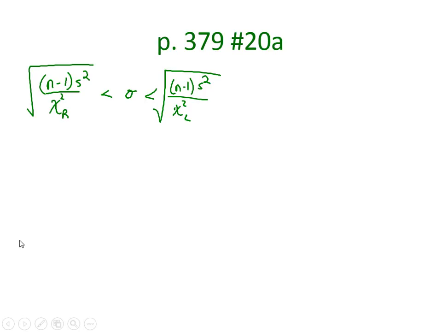So I'm using this formula. From what I have, what do I know? Do I know n? What is n? Do I know s or do I know s squared? Okay, I know s. I know the sample standard deviation was what? 11.3.